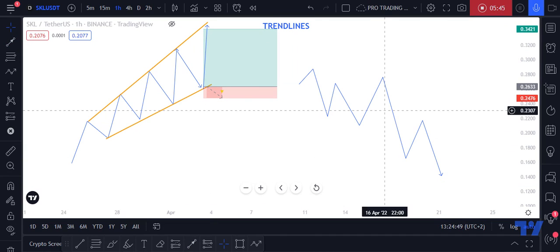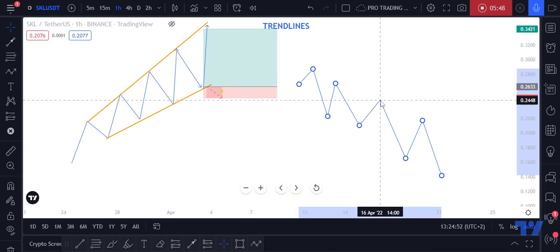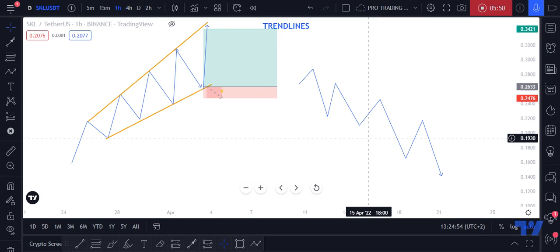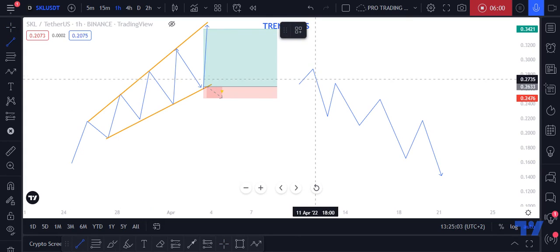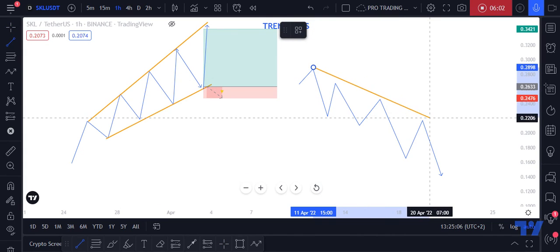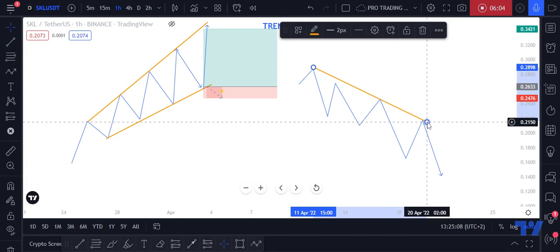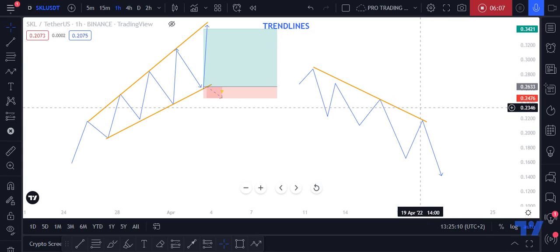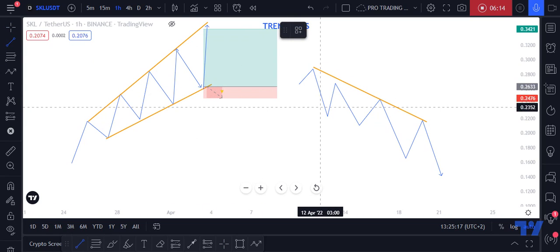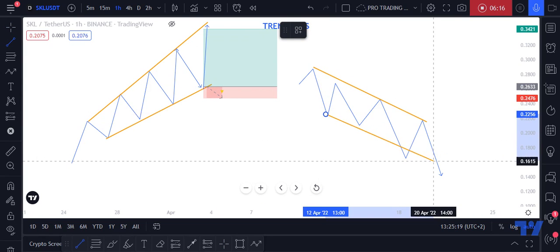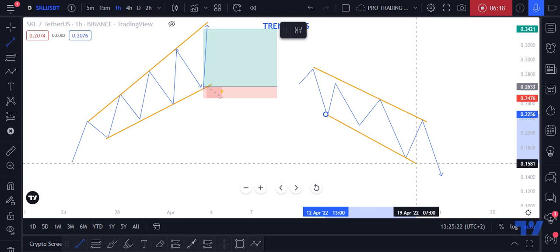Okay, same thing applies here. Let me try to adjust it. What do we see here? You can see that the market is trending down. So now you can connect these swing lows and swing highs, or the lower lows and the lower highs. Just by connecting this, you can see that this coin is trending down. Your trend line is trending down.